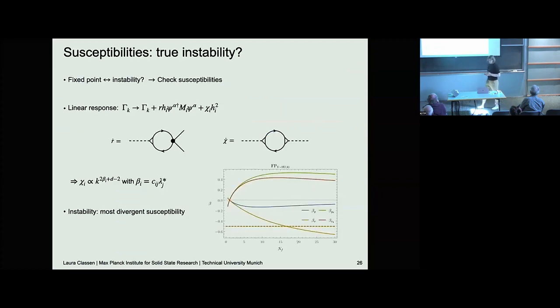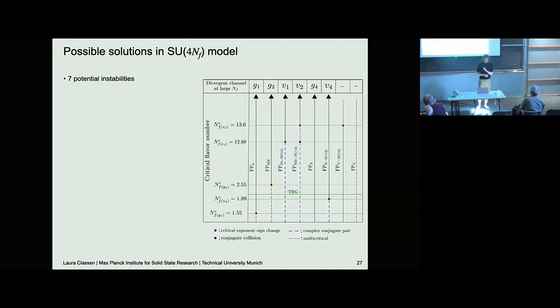Okay, then on top of that, we want to identify which instability corresponds to which of these fixed points, and for that we check the susceptibility for each of them within linear response. So what you do here, you add kind of a test field, and when you send that test field to 0, you check how the susceptibility responds. And then the susceptibility might diverge, and we identify the ordering tendency with the one that has the most divergent susceptibility. Good, so with that, let me give you an overview of what we find.